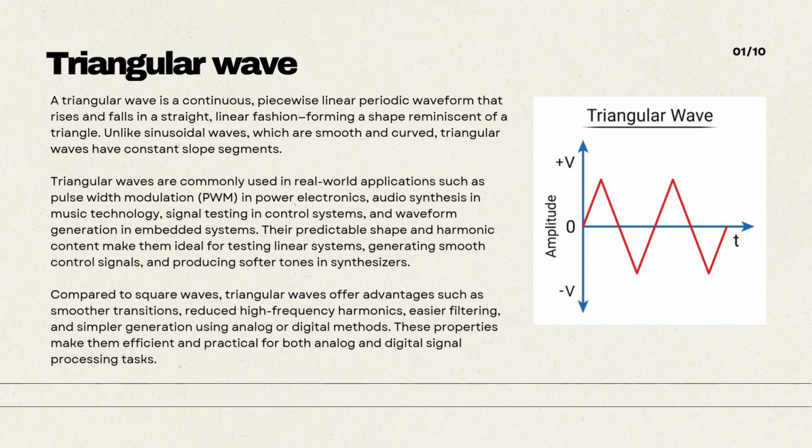A triangular wave is a continuous, piecewise linear periodic waveform that rises and falls in a straight, linear fashion, forming a shape reminiscent of a triangle. Unlike sinusoidal waves, which are smooth and curved, triangular waves have constant slope segments.